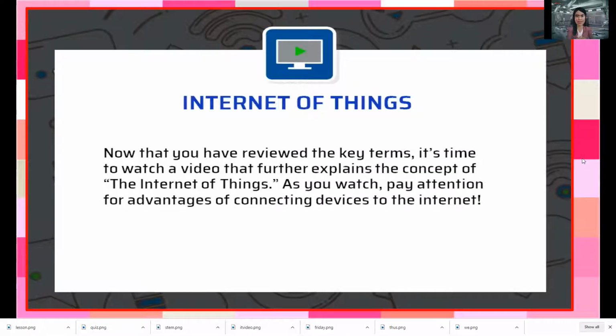Now that you have reviewed the key terms, it's time to watch a video that further explains the concept of the Internet of Things. As you watch, pay attention for advantages of connecting devices to the Internet.